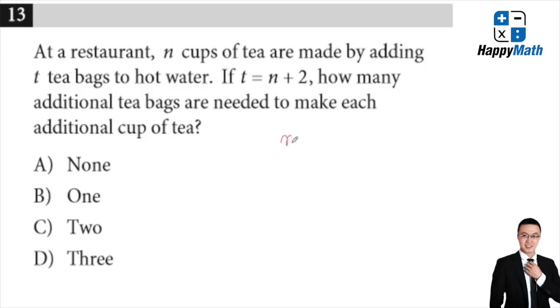I will make the graph like n and T, and I put the original value for n as 0. So when n equals 0, T will be equal to 2. Now, to make an additional cup of tea, I will change from the original to 1. I will add 1 in here. When n equals 1, T correspondingly equals 3. So when n changes by plus 1, it means for each additional cup of tea, T will change from 2 to 3. I mean it will be plus 1 more. So that's why I choose B as the final answer.